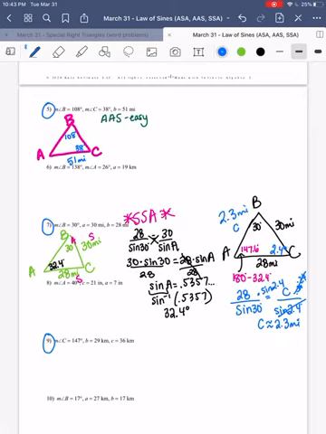Now let's go back to the original triangle, and let's fill it in. So we're going to do 30 plus 32.4. That gives us 62.4, and we're going to subtract from 180, so that's 117.6 degrees. And then we need to find side C similarly, so we're going to do 28 over sine 30 degrees equals C over sine of 117.6 degrees. Okay, and then let's type it in.